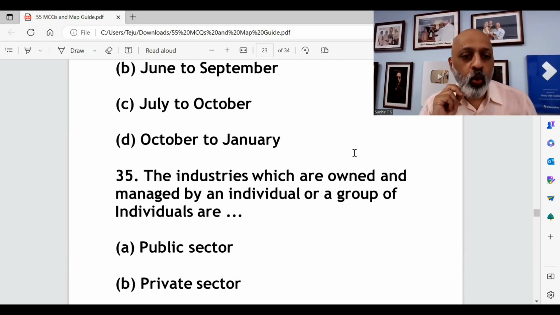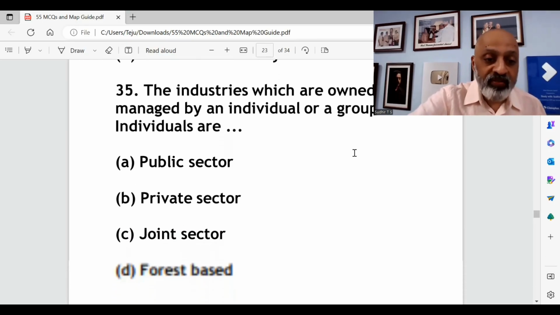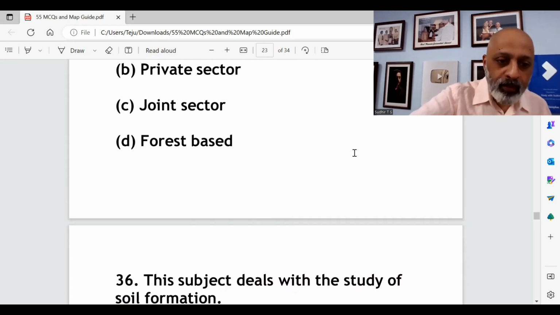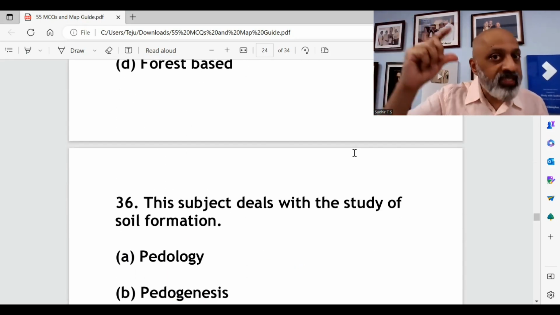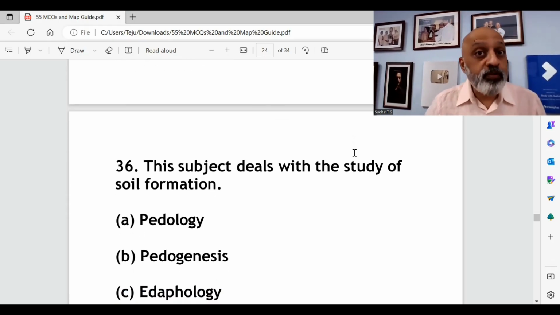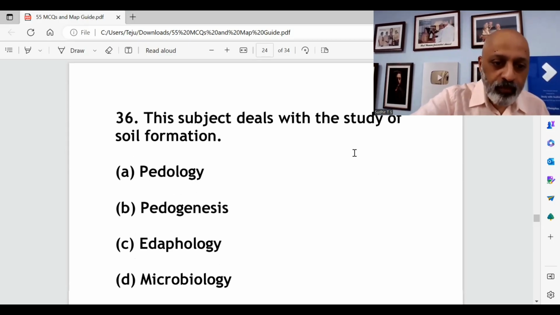The industries which are owned and managed by an individual or a group of individuals are called public sector, private sector, joint sector, or forest-based industry? The correct answer is private sector. You should know what is public sector and joint sector also. This subject deals with the study of soil formation: pedology, pedogenesis, edaphology, or microbiology. The correct answer is A, pedology.